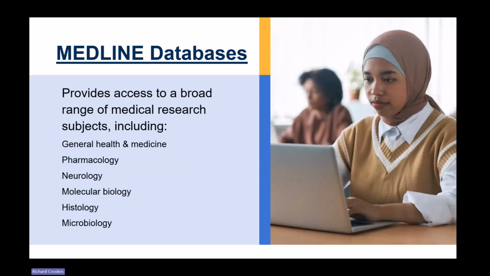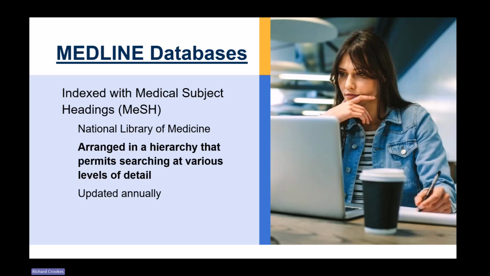So in terms of the range of MEDLINE databases we provide, they all provide access to a broad range of medical research subjects from general health and medicine, pharmacology, neurology, histology, microbiology, and so on. In addition to that, of course, we note that obviously MEDLINE content is indexed with the medical subject headings provided by the National Library of Medicine, which is updated annually. And when you go to the interface, you will see the denotation MEDLINE Mesh 2025. So we know we're using the latest version of the indexing. Of course, that will be updated come January to 2026, as it were.